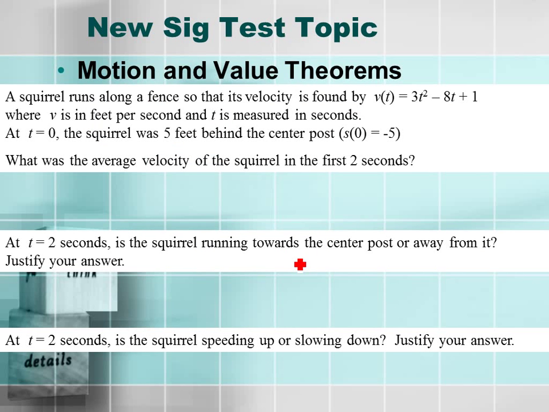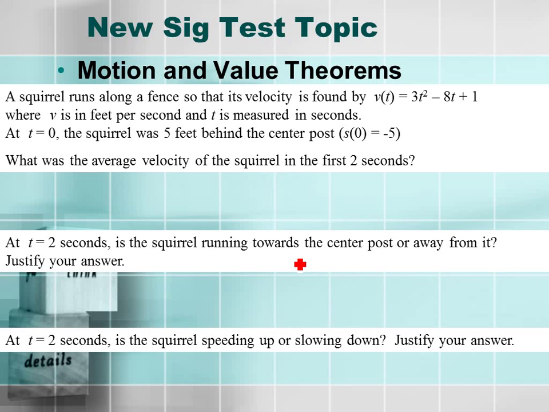Okay, so now let's take a look at going through these answers. A squirrel runs along a fence, so its velocity is found by, we have our equation, where v is measured in feet per second, t is measured in seconds. Always be aware of your units when you work through the problem. At t equals 0, the squirrel was 5 feet behind the center post. So that means my initial position is at -5.